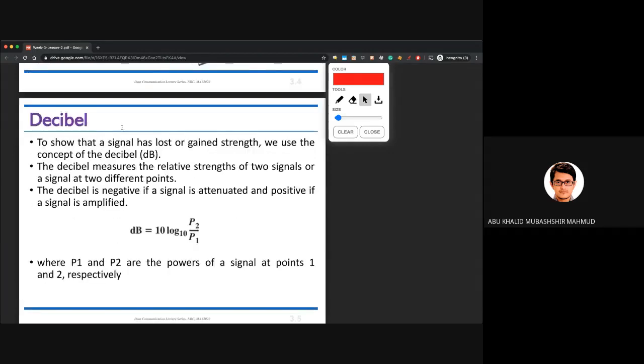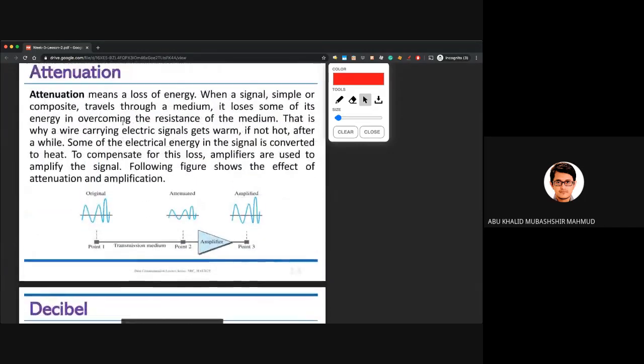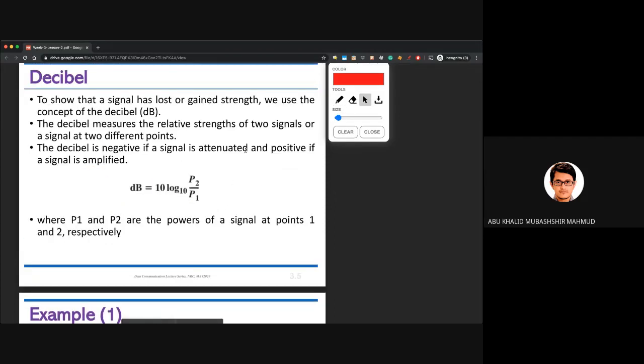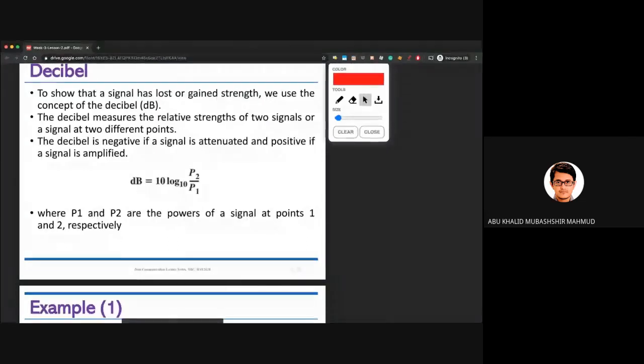So in the previous slide, we had to measure a kind of way to be informed that attenuation has occurred. So we measure it by decibel. Now the decibel is negative if a signal is attenuated or it suffers from attenuation, and positive if the signal is amplified.